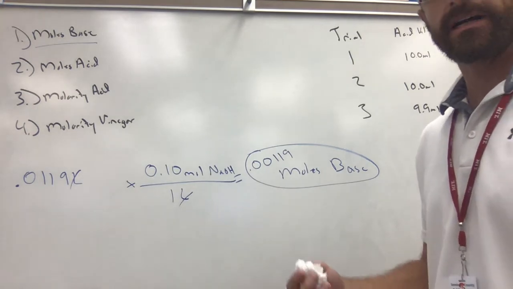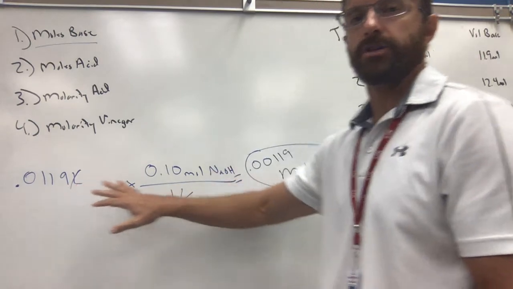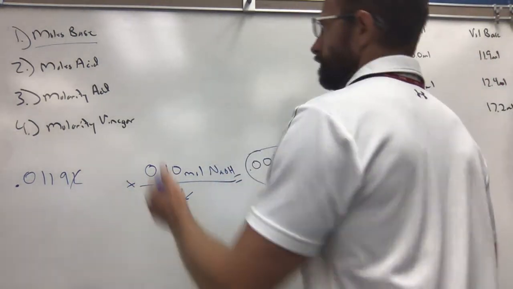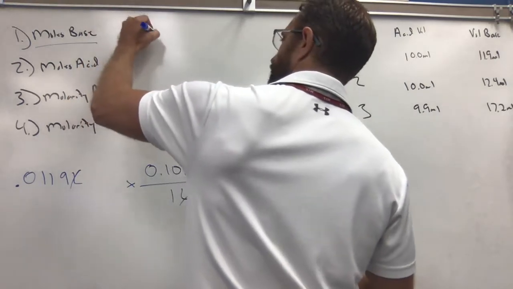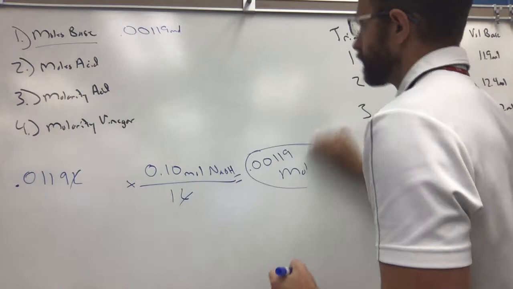You'll just have to keep track of what your numbers are. But don't use a volume of acid and a concentration of base. That doesn't work, right? That doesn't tell us anything. So this, for my numbers, this is not your numbers, right? But for my numbers, it's something like this, right?